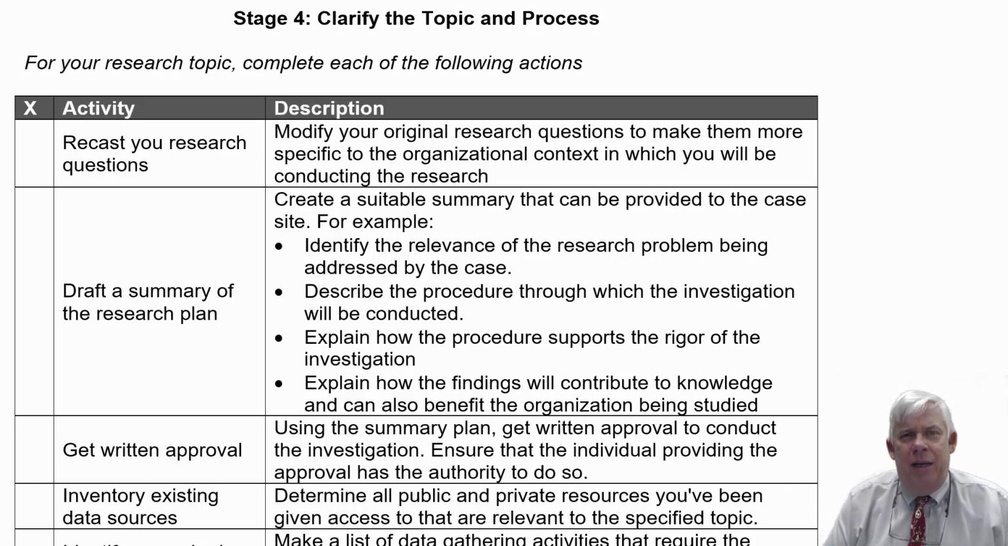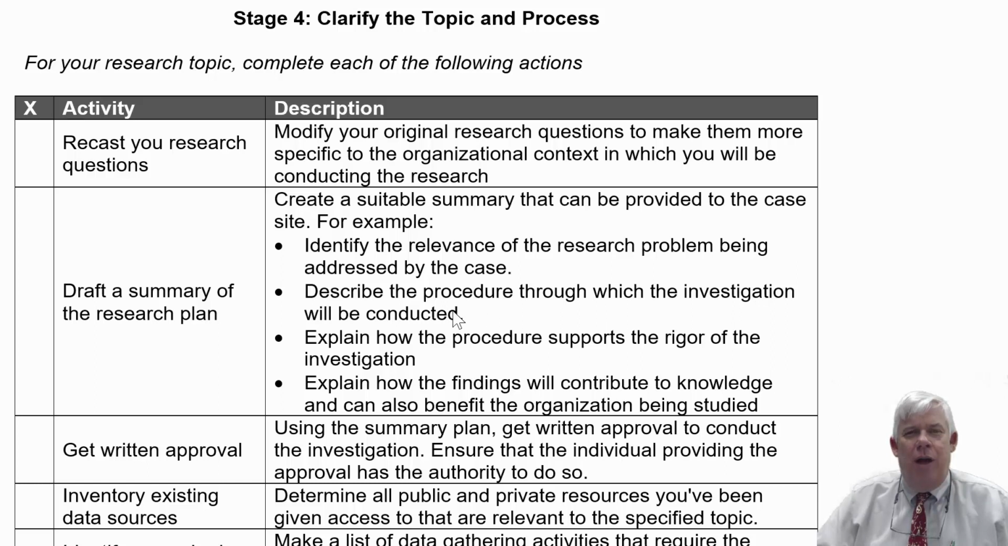The next thing that I would recommend doing is creating a summary of your research plan that is going to be written in a way that the organization where you're doing your research can understand it. And some of the things that you would want to have in the summary is ensuring that you address the relevance of the problem that is being discussed to the organization and potentially to the research community, though that's likely to be less important for the organization.